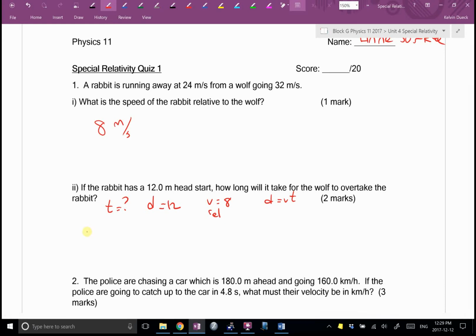So this one wants us to find time. Time is going to be distance divided by speed. It's going to be 12 divided by 8. Is it 1.5? Seconds. If you got that, 2 out of 2. Otherwise I would probably give you a half mark for the relative velocity, 1 whole mark for that equation, and then a half mark for the answer.